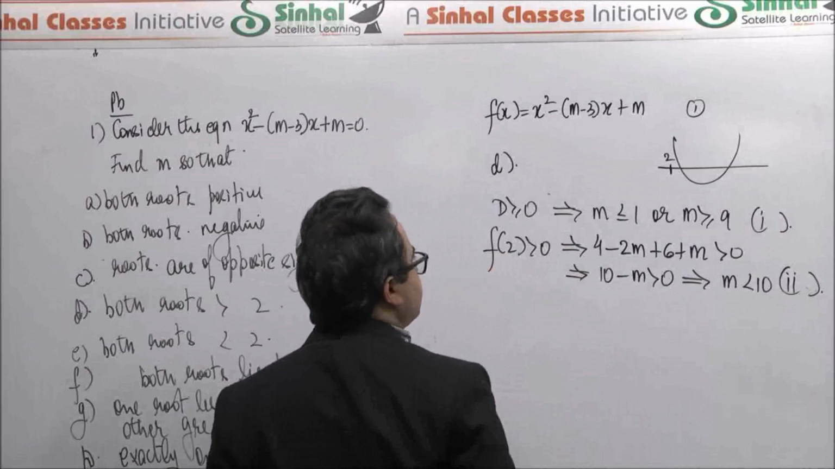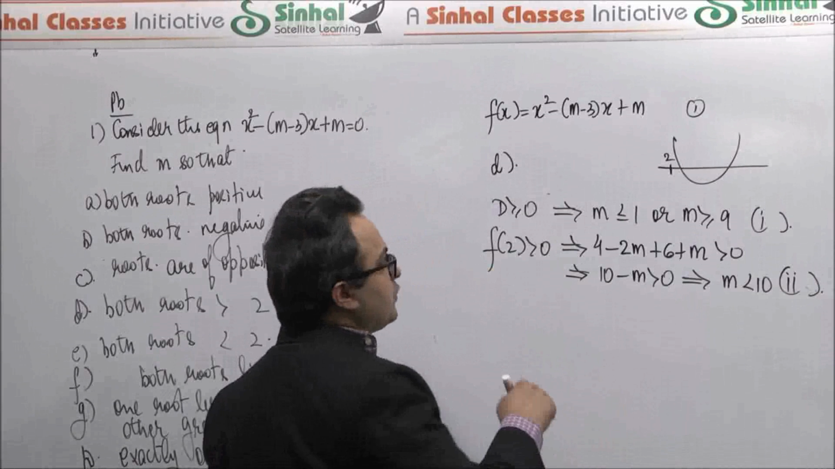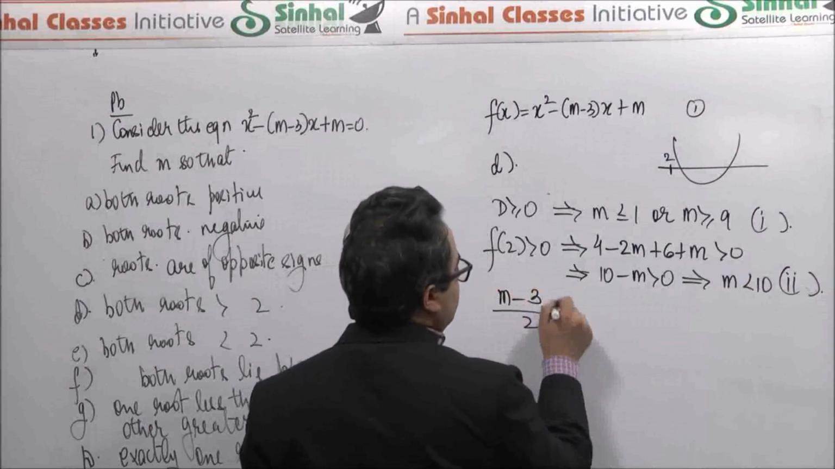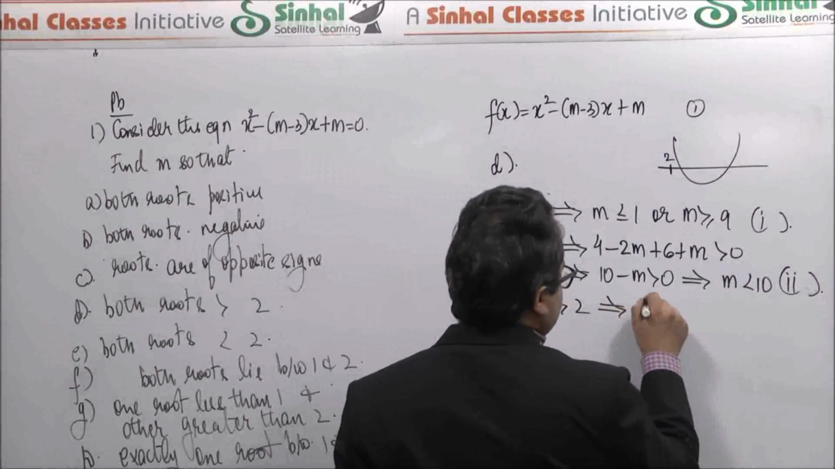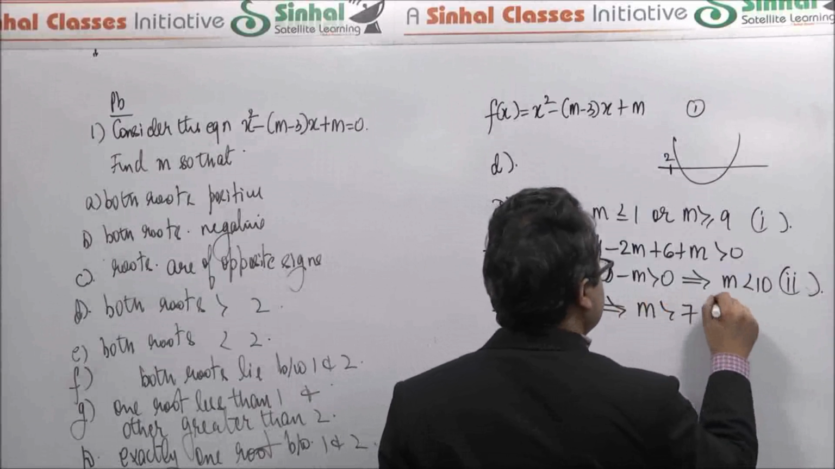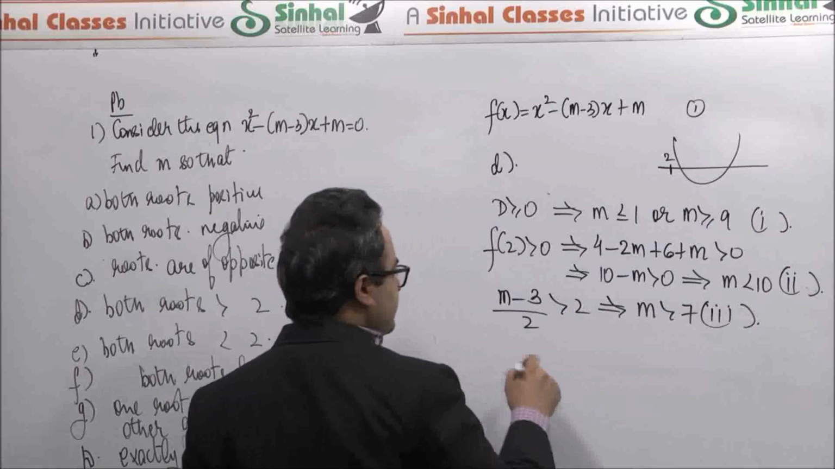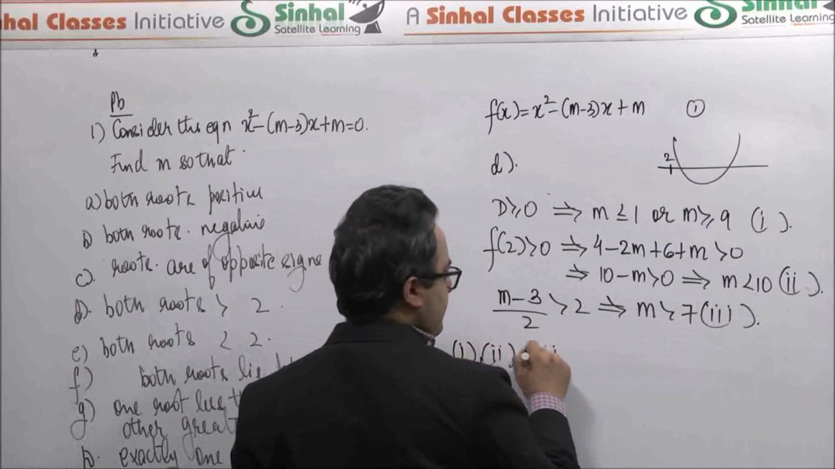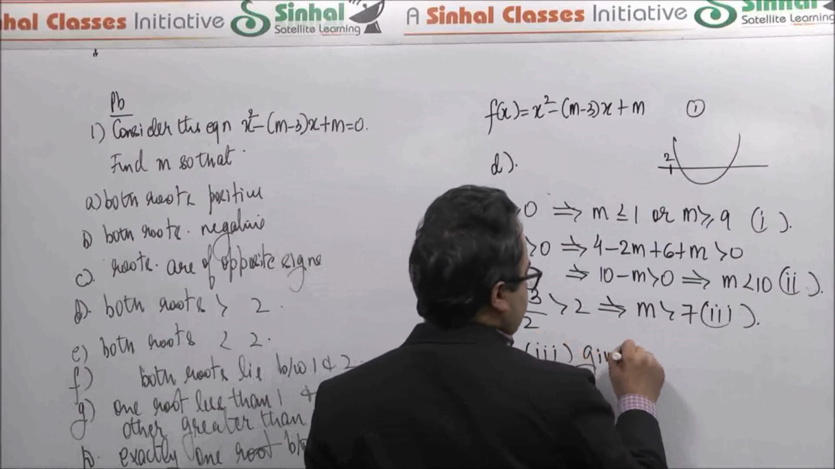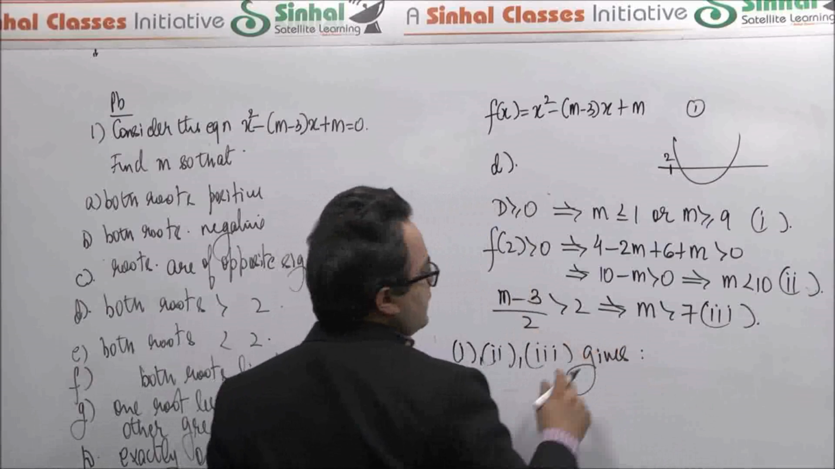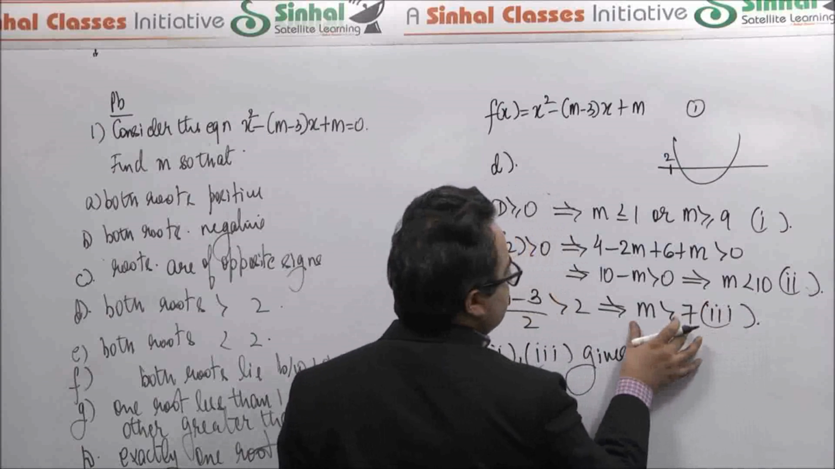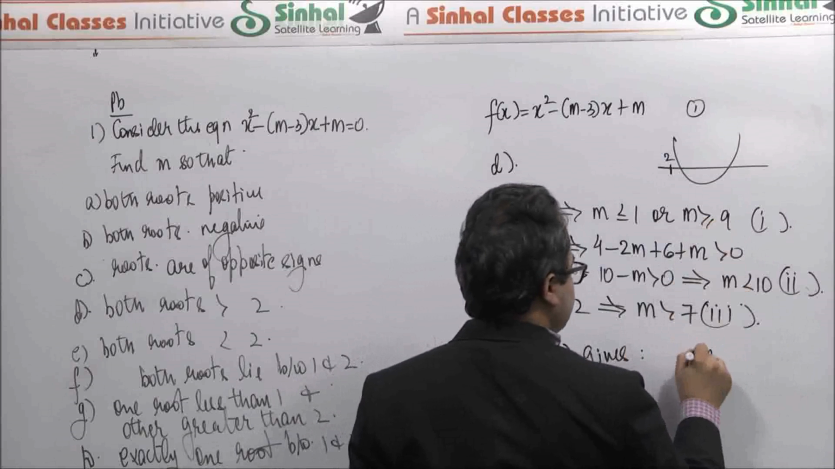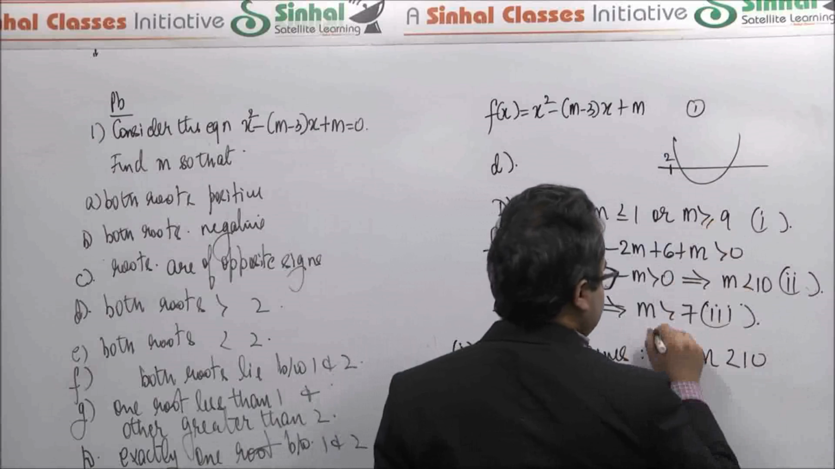And the next condition is that since both the roots are greater than 2, the x coordinate of the vertex, which is minus b by 2a, should also be greater than 2. So that gives me that m must be greater than 7. Again, intersection of 1, 2 and 3 will give me greater than 7, greater than or equal to 9. So that's greater than or equal to 9 and less than 10. So m should be greater than or equal to 9 and less than 10.